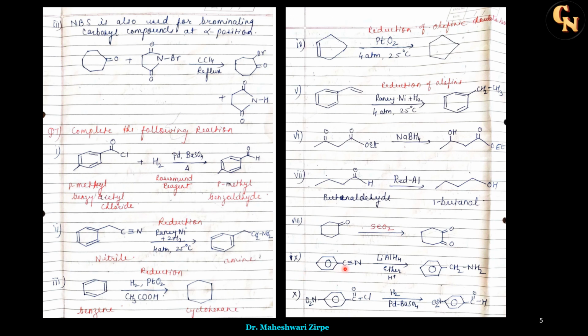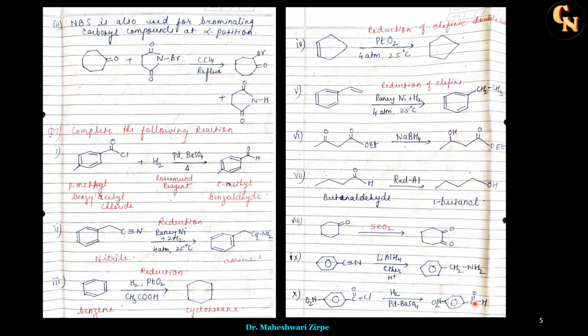Now the next one is the nitriles. The nitriles are reduced to amines, we have seen. Only here the reducing agent is lithium aluminum hydride. So cyanide has been reduced to amine, CH2NH2.